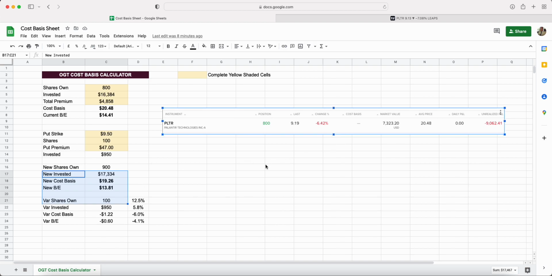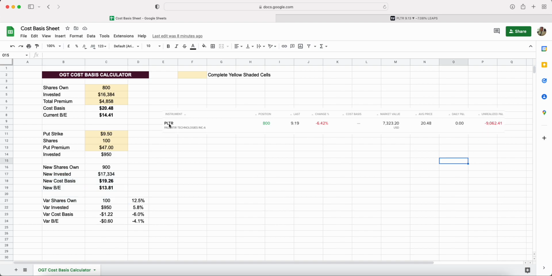So just very quickly on Palantir, I own 800 shares of Palantir at a cost basis of $20.48. And you can see here that the last traded price is $9.19. So I'm just over 50% down on this position, or in monetary terms, about $9,000. So this is all the information that your broker gives you.